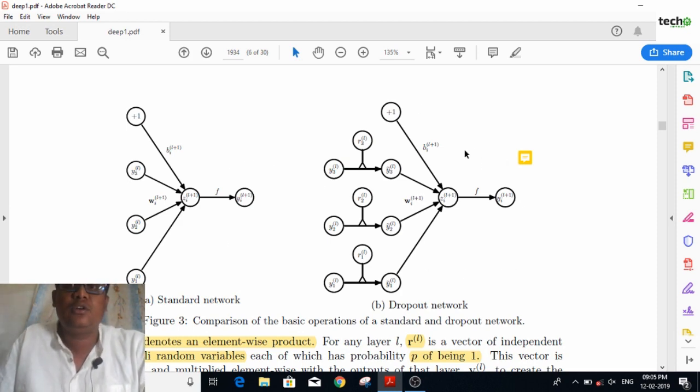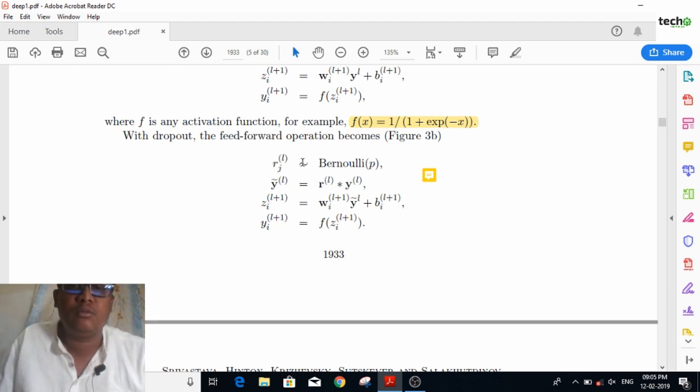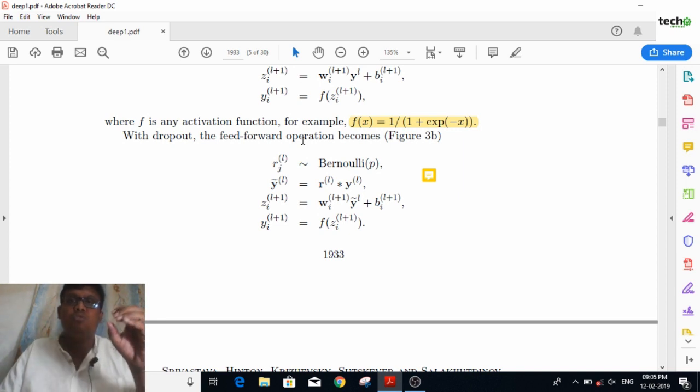Here comes the dropout network. It is given by these respective formulas. R is a random probability. The only change between the standard network and the dropout network is adding a random probability in order to choose which layer is going to work. So this is the equation.